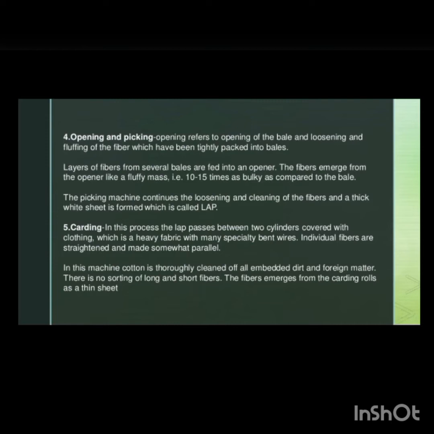Then the laps are moved for the next process called carding. In the carding process, the fiber passes through two cylinders covered with clothing, which is a heavy fabric with many specially bent wires. Individual fibers are straightened and made somewhat parallel, laid parallel to make a sheet. In this machine, cotton is thoroughly cleaned of all embedded dirt and foreign materials. There is no sorting of long or short fibers. The fibers emerge from the carding rolls as a thin sheet.